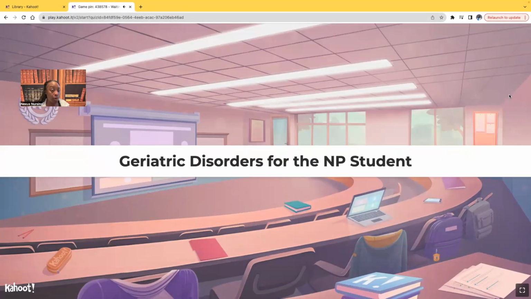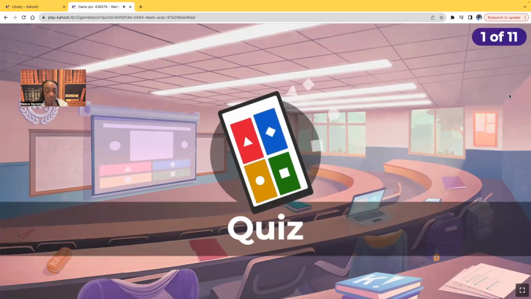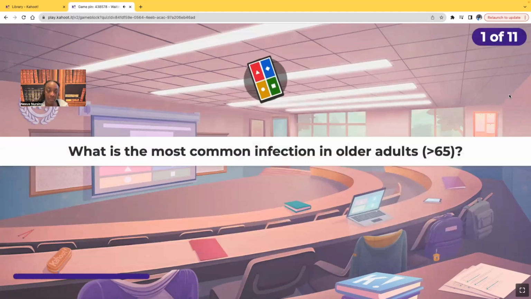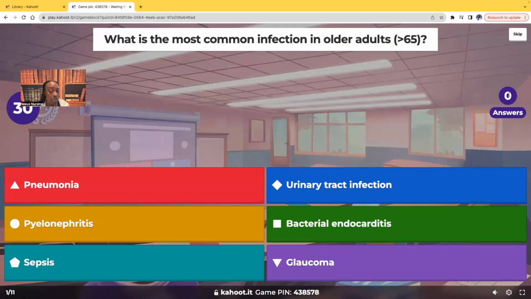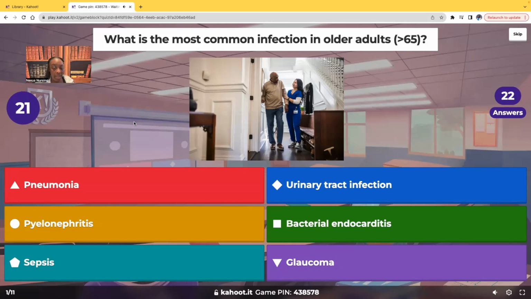Geriatric disorders for the NP student. First question, what is the most common infection in older adults that are older than 65? Is it pneumonia? Is it urinary tract infection? Is it pyelonephritis? Is it bacterial endocarditis? Is it sepsis or glaucoma? What's the most common infection found in older adults? This is important. You guys need to know this.